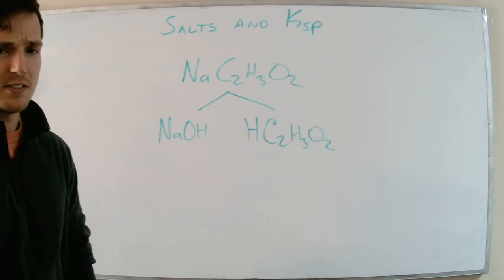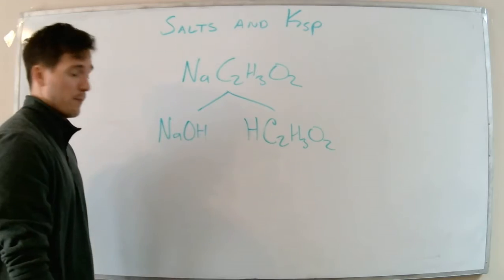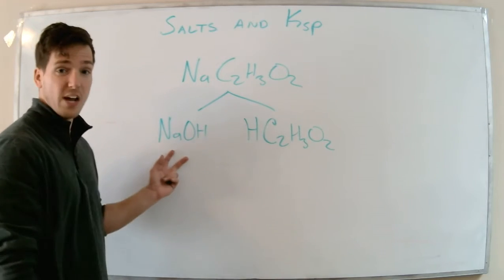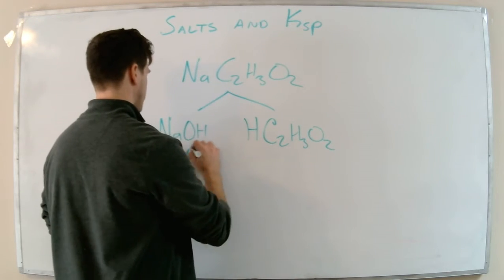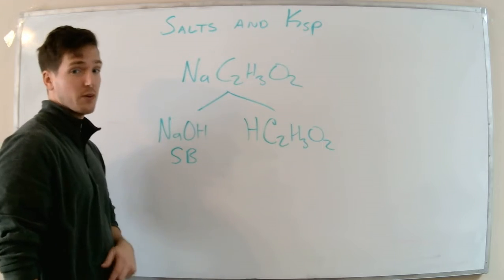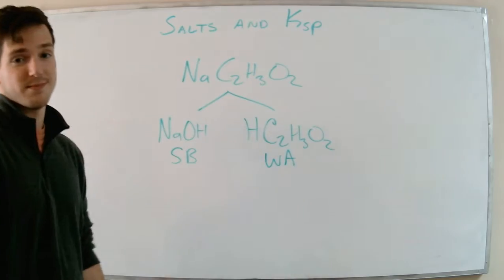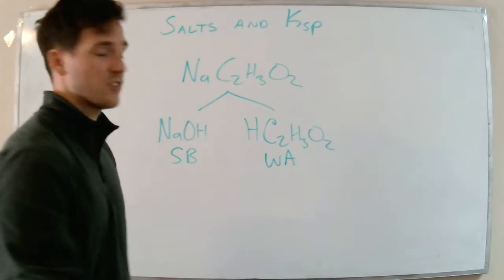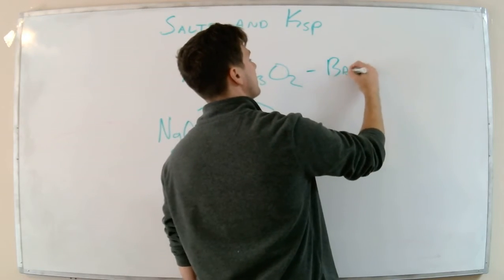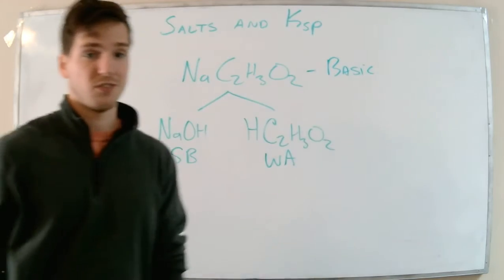Now we identify these as strong acid, strong base, weak acid, weak base. NaOH, that's a strong base. HC2H3O2 is a weak acid. So the base overpowers the acid, so this was a basic salt, a basic salt.